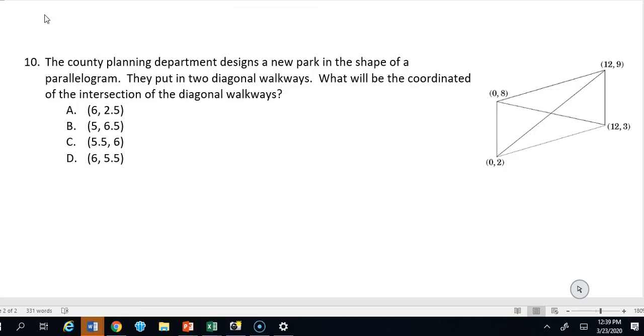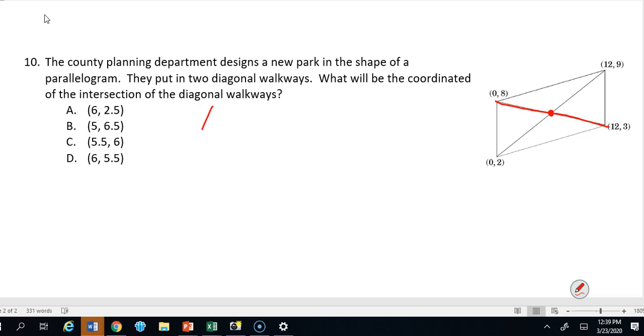So the last question on the quiz was the county's planning department. The county planning department designs a new park in the shape of a parallelogram. They put in 2 diagonal walkways. What will be the coordinates of the intersection of the diagonal walkways? Well, what we should know here is that if this is a parallelogram, then the diagonals bisect each other, which means they would have the same midpoint. So it doesn't really matter which one we use to find that point of intersection. So I'm going to go ahead and just use this diagonal right here and find its midpoint.